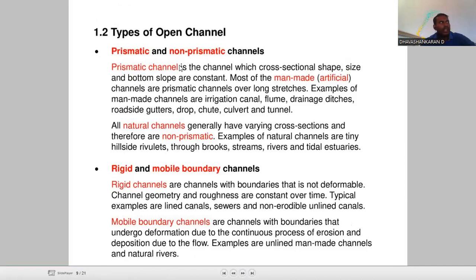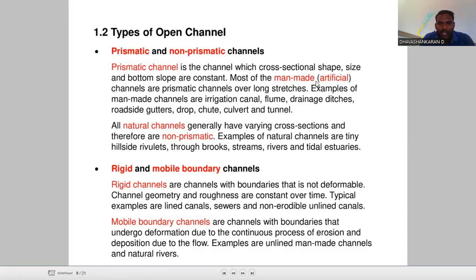Then the types of open channel. The types of open channel are prismatic and non-prismatic channels. The prismatic channel is the channel in which the cross section, shape and size, and bottom slope are constant. Most man-made or artificial structures are prismatic channels over long stretches.